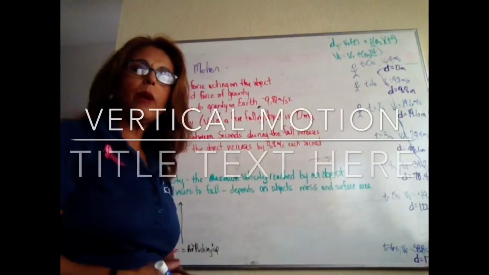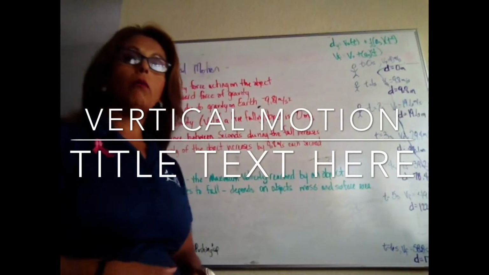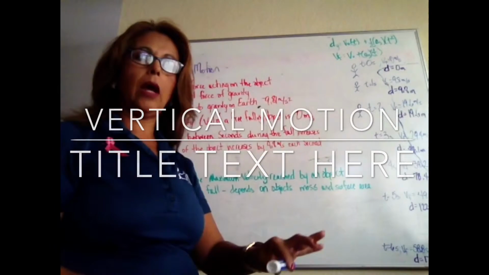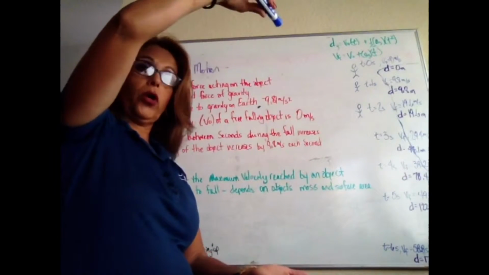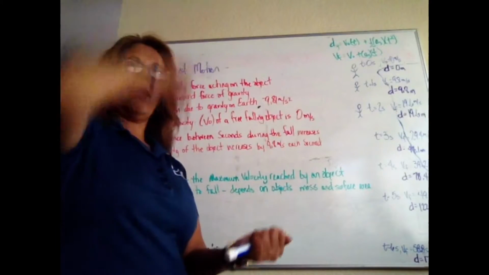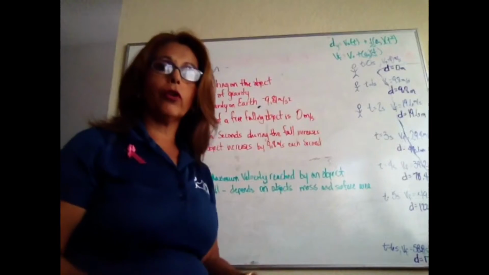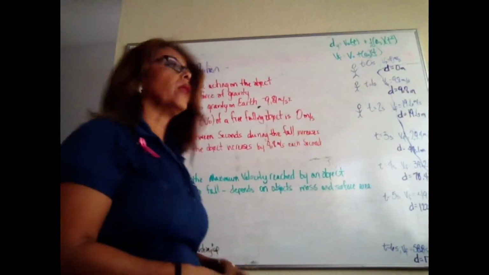Today's tutorial is about vertical motion. Vertical motion is the motion we exhibit as something is falling down. If I release this marker and let it drop, that would be vertical motion. It's going in the up and down, and sometimes we refer to this as the Y direction.